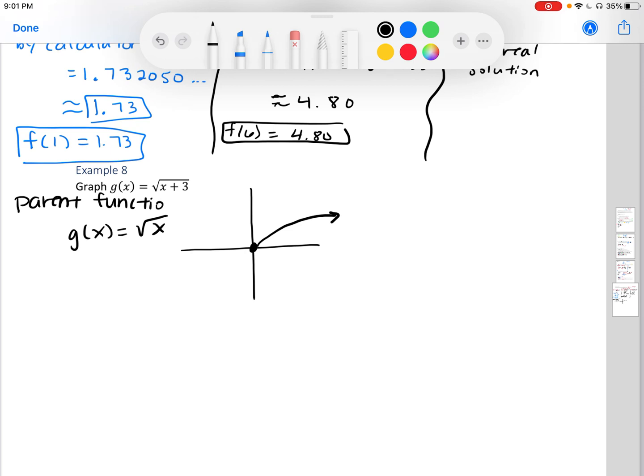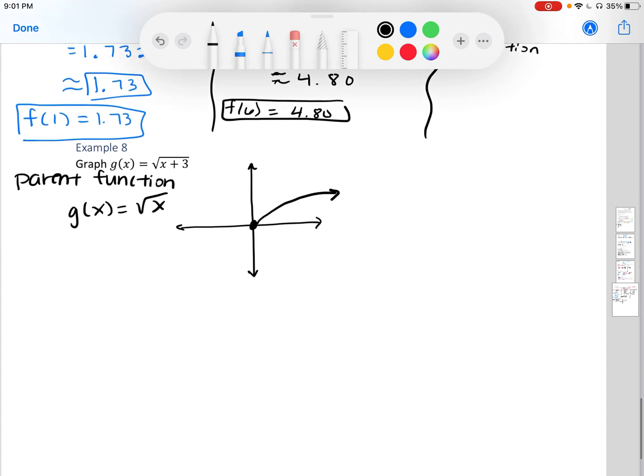So if we have a square root function, it's going to look something like this. Now, as we have shifts in our function, we can move it up, down, left, right, flip it over. We can have all these different, what are called transformations. So let's see how our function, g of x equals the square root of x plus 3, affects our problem. Let's figure out some test points.